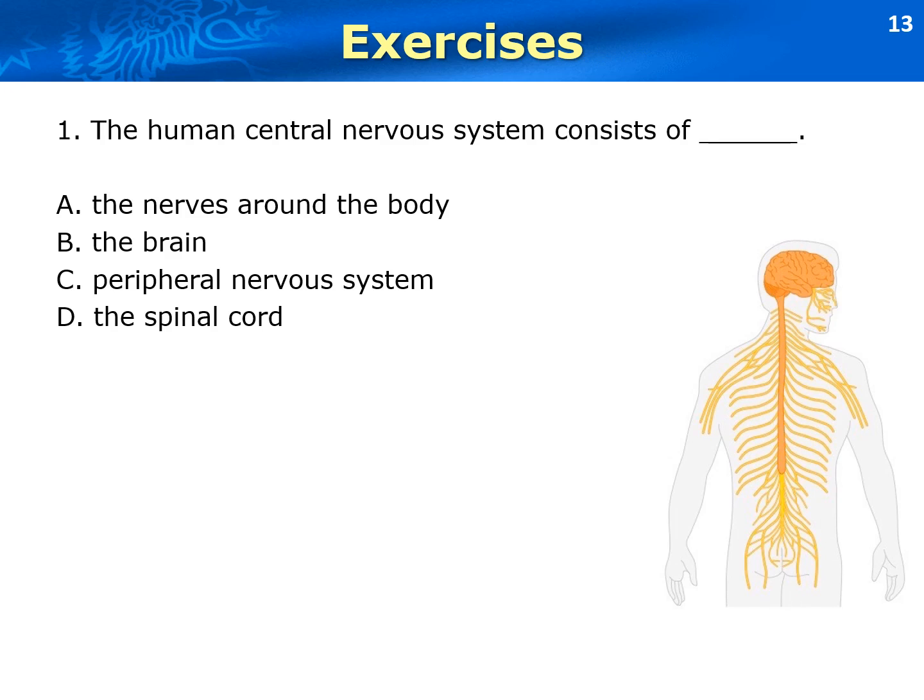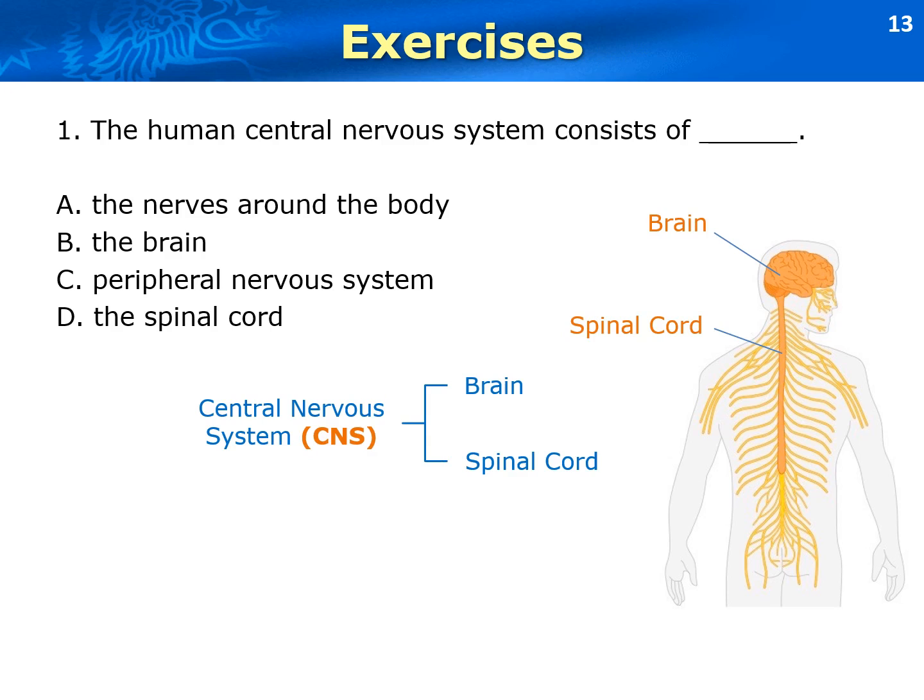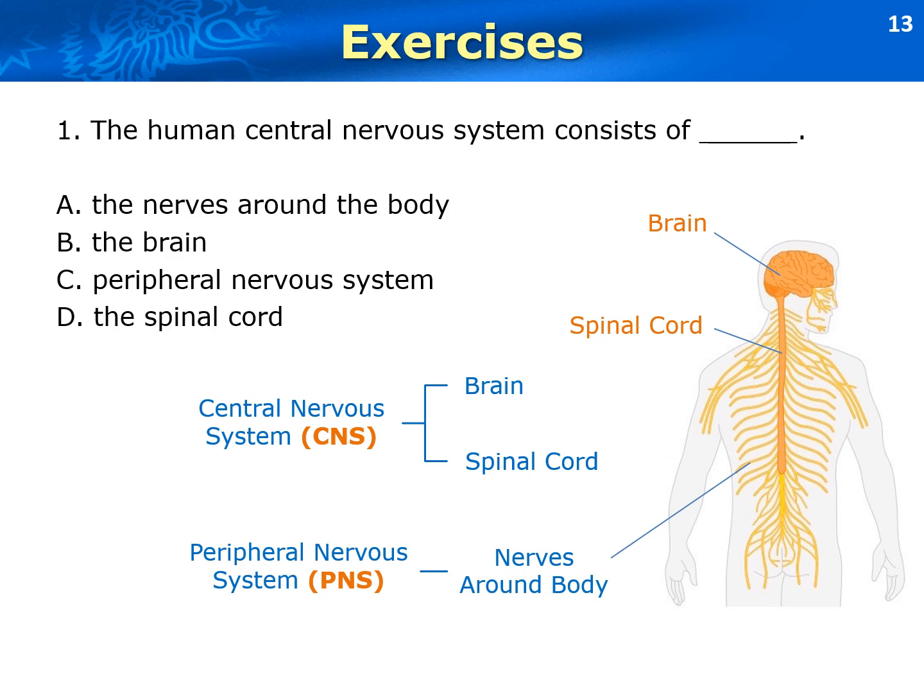This is our brain. This is the spinal cord. These 2 parts, showing orange, make our central nervous system, CNS. There are also many nerves around our body, showing yellow color. These nerves are the peripheral nervous system, PNS. The central and peripheral nervous systems make our nervous system. In light of this structure, the correct answers are B, the brain, and D, the spinal cord.